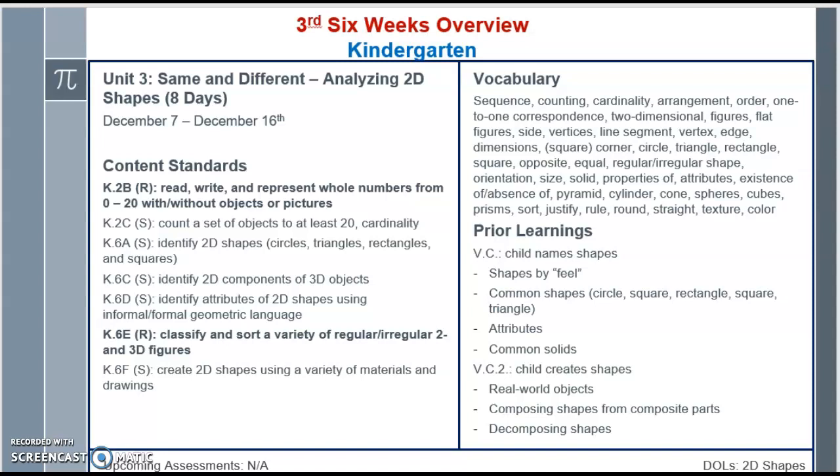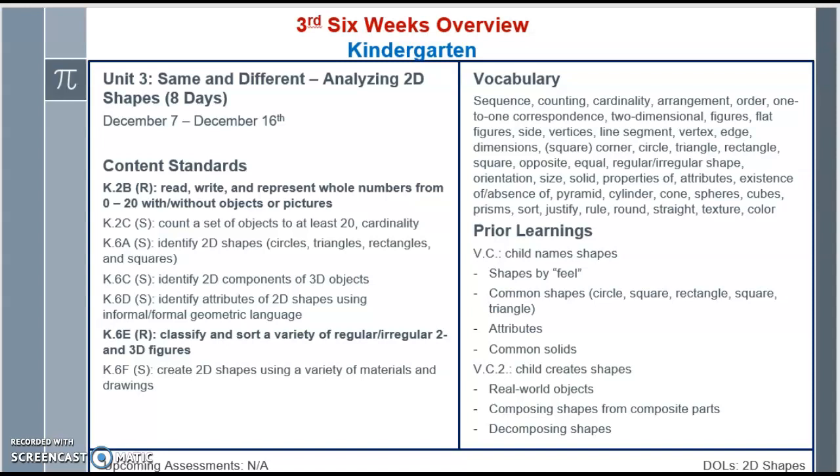You can see some of our vocabulary words include just counting, but then some very specific words as to identifying shapes and those attributes such as size, solid, properties, attributes, existence of, absence of, and then we have some of those actual shapes. We have line, segment, vertex, edges. Those kinds of words we're supposed to be using in class, making sure we say them.